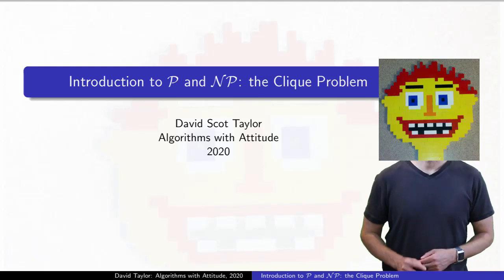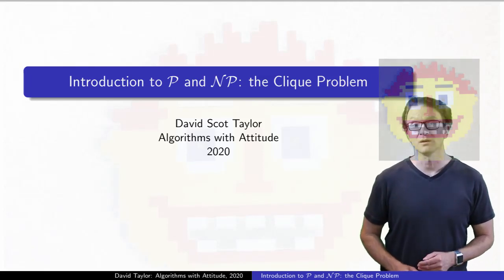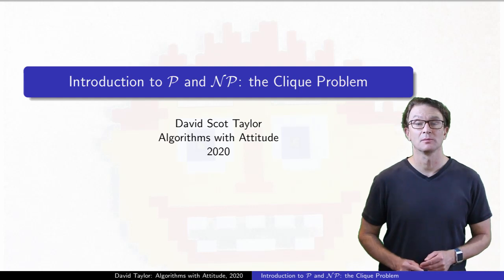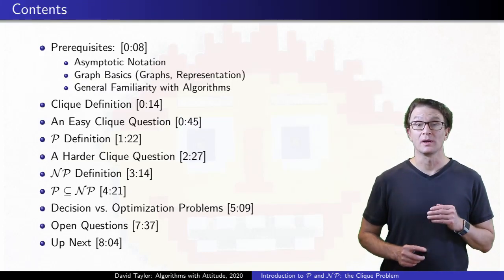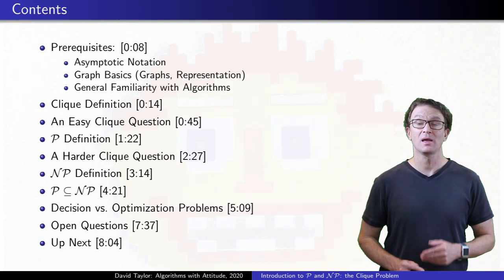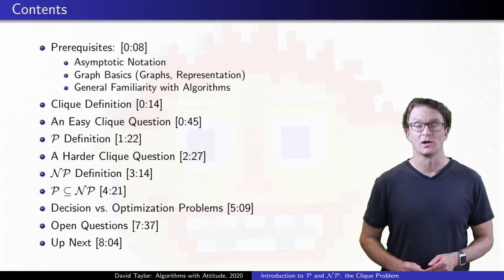This video gives an introduction to the P and NP complexity classes using the Clique problem as an example. You should know about asymptotic notation and graphs and maybe just algorithms in general before watching this.